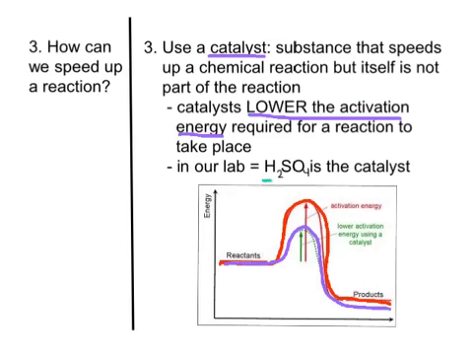In our lab, we're going to use a chemical called sulfuric acid as the catalyst. This is H2SO4, and it is going to be our catalyst tomorrow. We're going to add a couple drops of H2SO4 to our vials in order to speed up our chemical reaction that's going to occur.